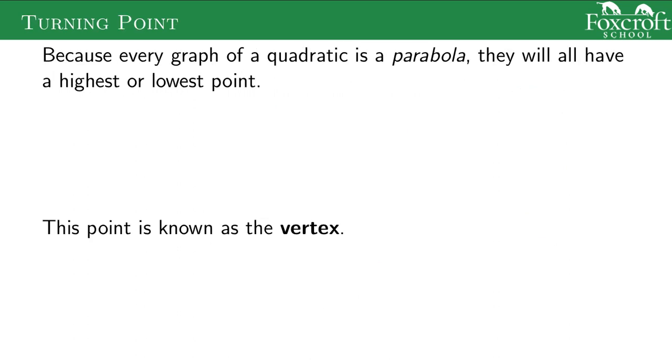The new thing that we're going to learn in this lesson is the turning point. If we think about what a parabola looks like, we have these sharp parabolas, these wide parabolas, these upside down parabolas. They all have a point where the graph turns and goes back the opposite direction. This point is known as the vertex. So the vertex is the turning point, or the highest or lowest point of the parabola.